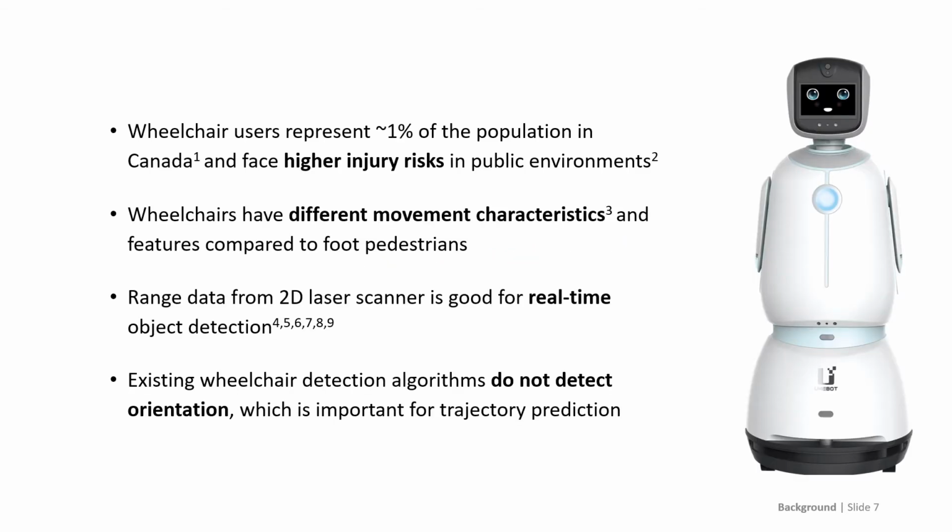Now, I'll briefly talk about the literature background on wheelchair detection. Wheelchair users make up a significant portion of the population, and they already face higher injury risks in public. Wheelchair users also have different movement characteristics, so the robots cannot expect them to move in the same way as foot pedestrians. Previous studies have found that range data from laser scanners is a good way to detect and classify objects in real time. Existing wheelchair detection algorithms do not detect orientation, which is important for estimating the trajectory of the wheelchair, so the robot knows which direction it's moving in.